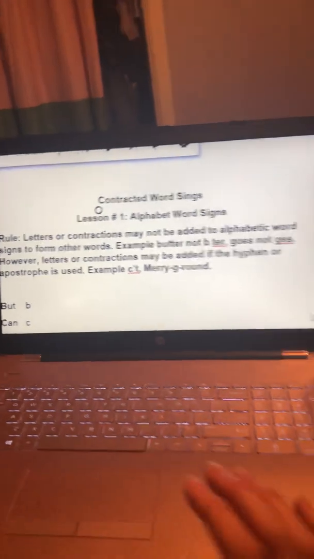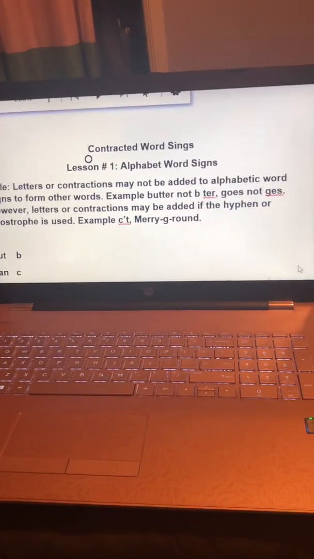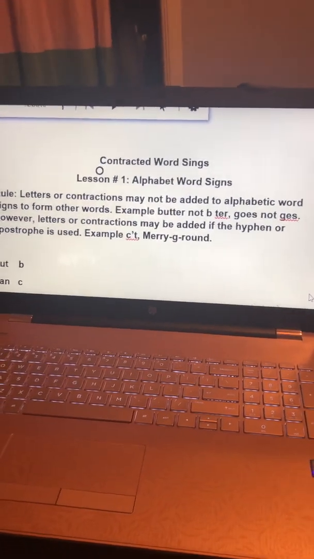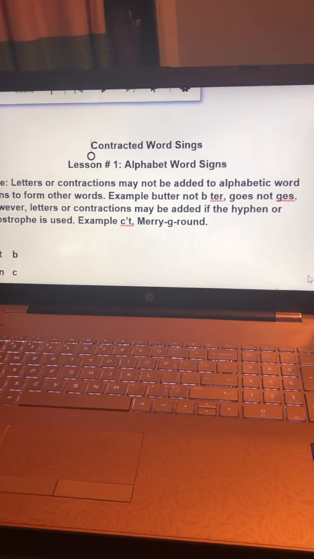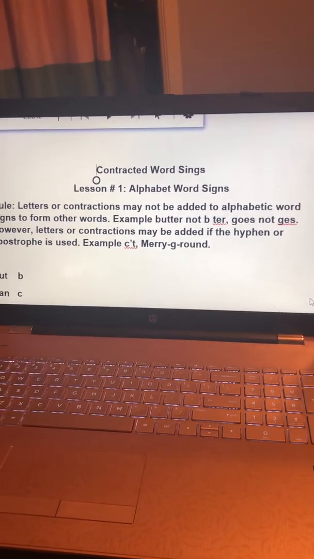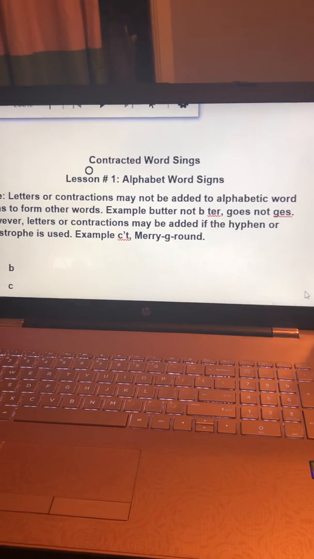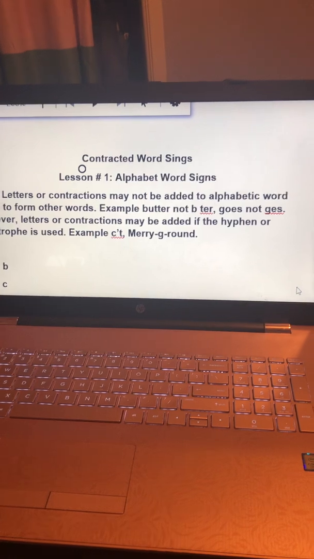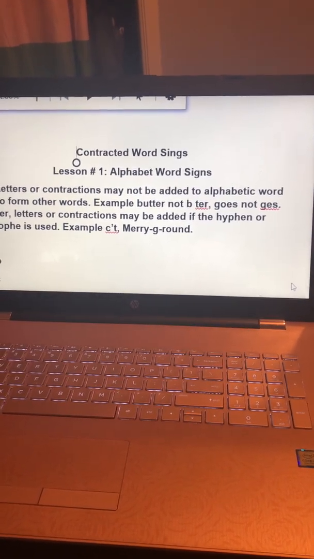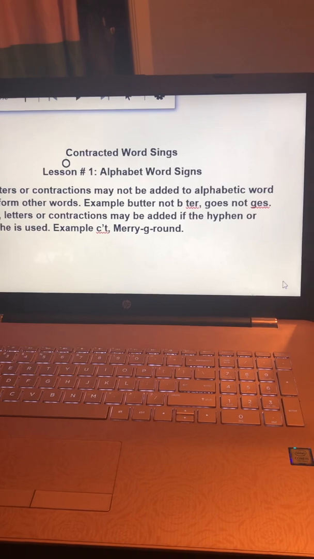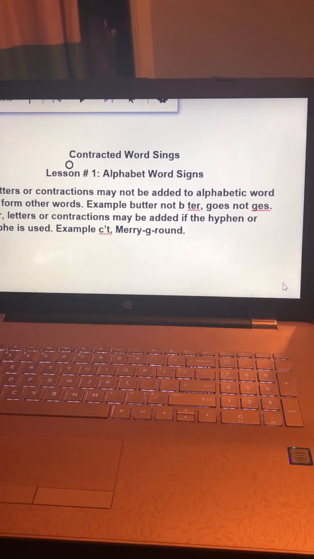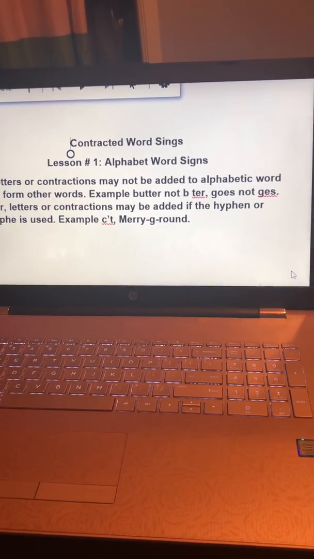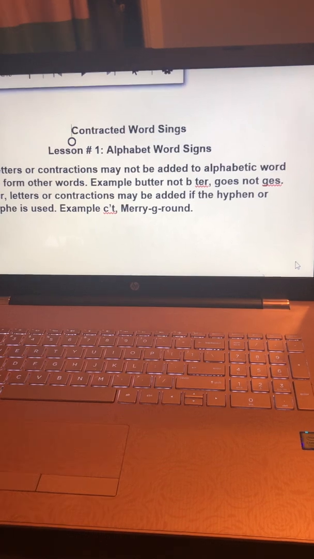So as I had said previously, we're going to start covering contracted word signs. In Braille, there is grade 1, which is what we did, which was all the alphabet in words into sentences, where the entire word was spelled out. But then there's grade 2, which is what we're moving on to now. Essentially, it's an abbreviated form of words.